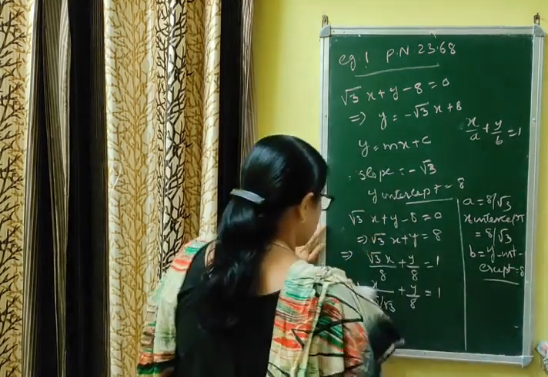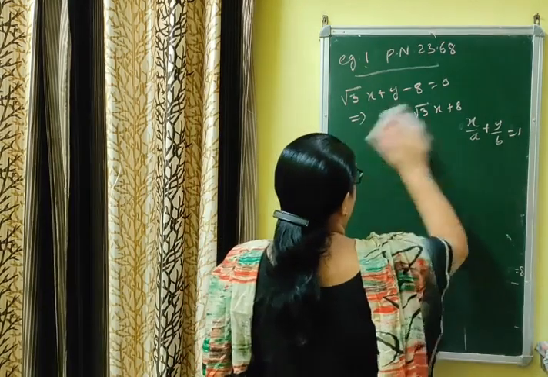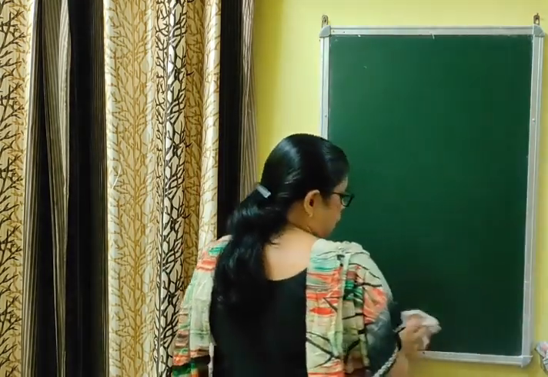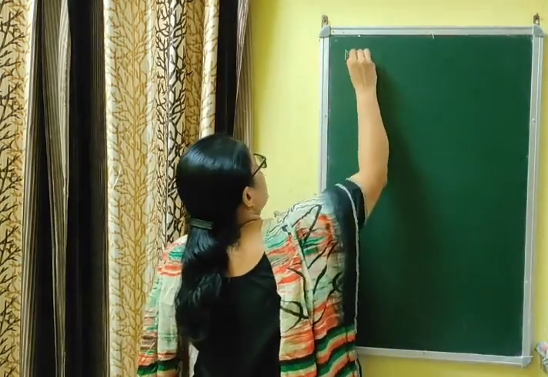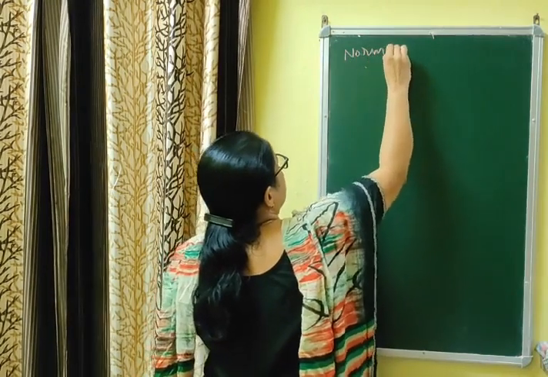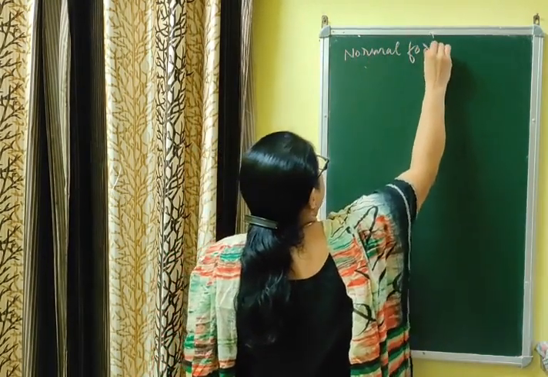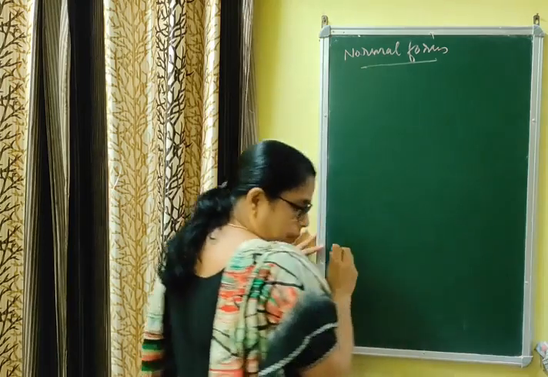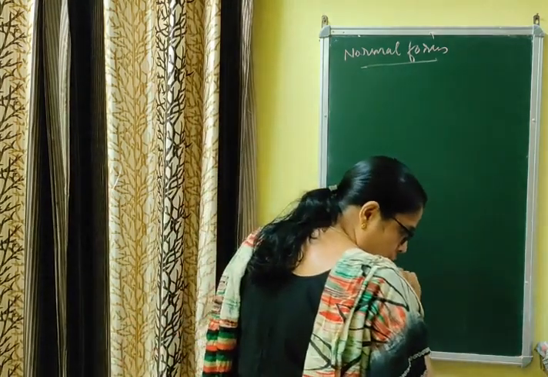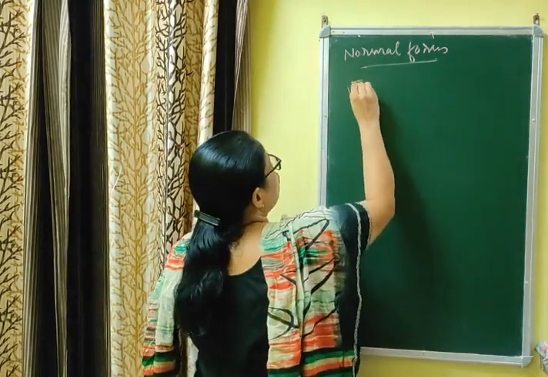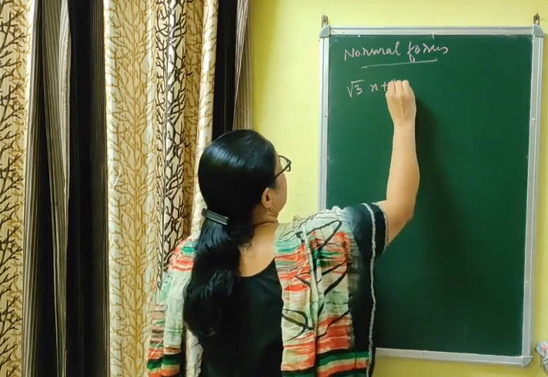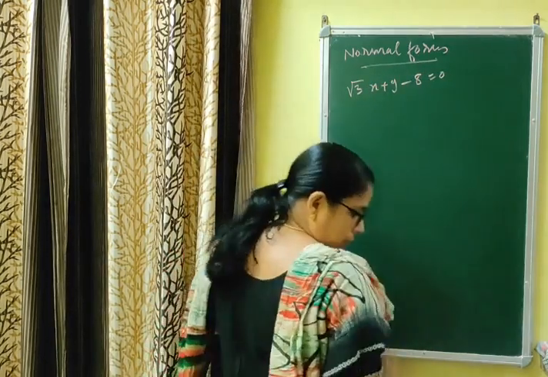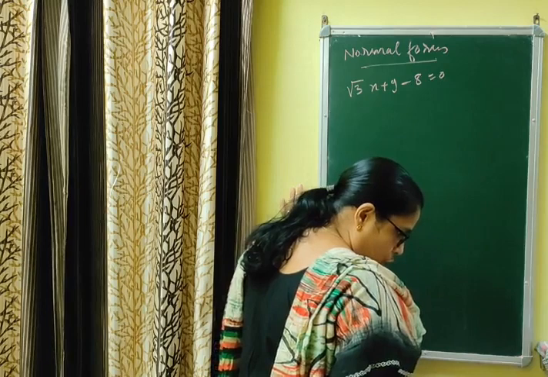Now the third part is a little bit complicated, so we have to listen very carefully. Now we have to change into normal form. To change into normal form, we can't do anything directly. What is the step? I will explain. First of all, let me write the given equation: root 3x plus y minus 8 equal to 0. This is the first equation. Now what will we do?